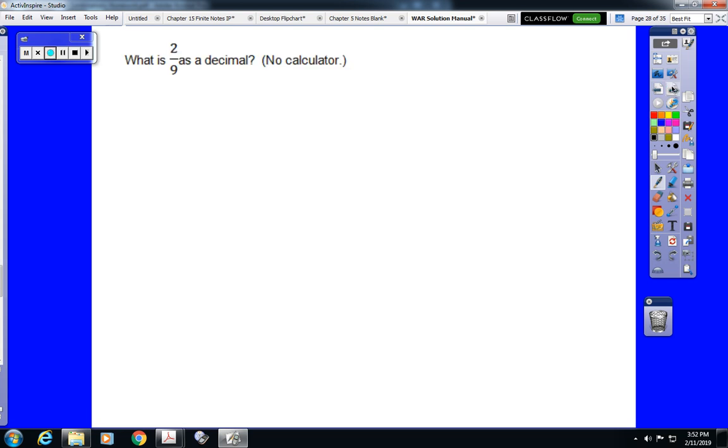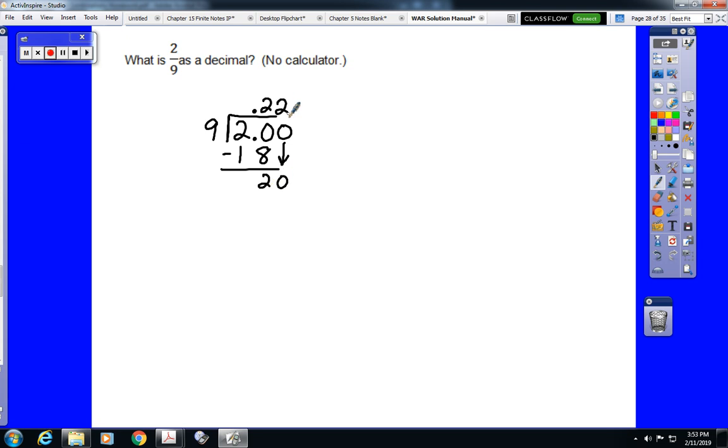Final question on this worksheet is asking you to turn 2/9 into a decimal. Remember that a fraction is really a division problem. So essentially what it wants you to do is take 2 and divide it by 9. This is not a calculator question because you should remember how to do long division. 9 doesn't go into 2, so we have to add the 0. 9 goes into 20 twice, which would be 18. We subtract, we have 2 left over. We add another 0 and bring it down.